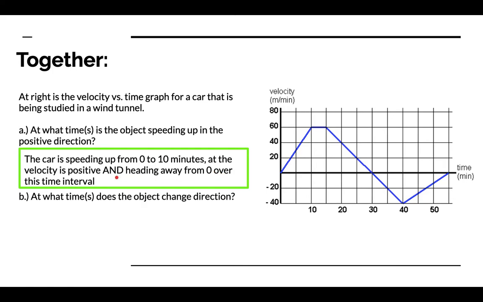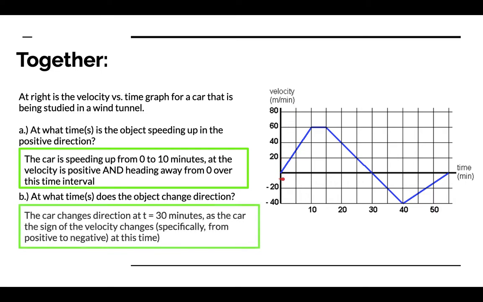Next, we ask, at what times does the object change direction? It might be tempting in this case to say 15 minutes, or it might be tempting to say 40 minutes, because we see we have a hill and a valley right here. However, that would be if we're thinking about a position versus time graph. Here we are looking at a velocity versus time graph, so we need to think about the criteria for changing direction on a velocity versus time graph: specifically, that our graph crosses the time axis and changes sign. That tells us that our car is going to change direction at t equals 30 minutes, because we see our velocity change sign from positive to negative, okay?